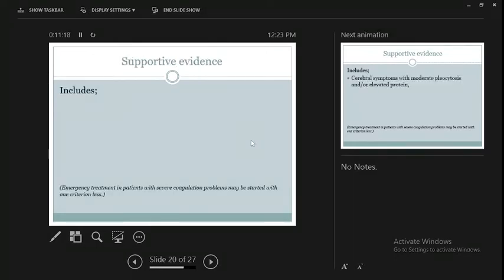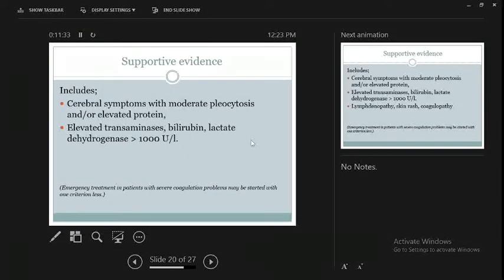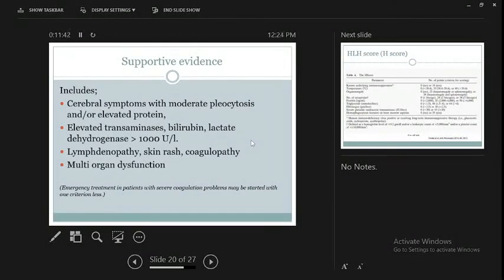Right? And there are some supportive evidences which will help you to go towards the diagnosis, which is one thing is CSF cytology, which will show moderate pleocytosis and elevated proteins, then elevated transaminases, bilirubin, LDH, lymphadenopathy, skin rash, coagulopathy, multi-organ dysfunction. These will support your diagnosis. Right?